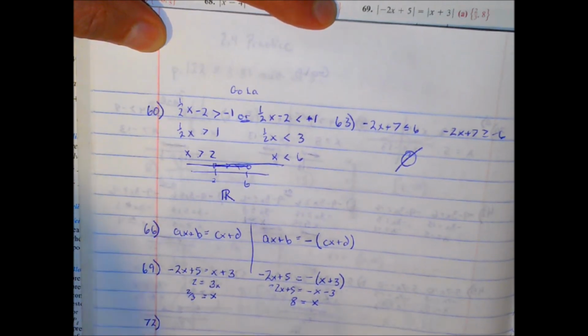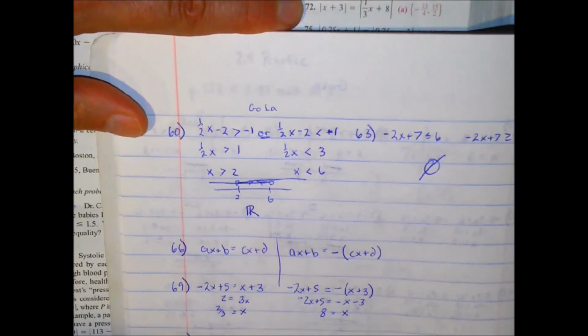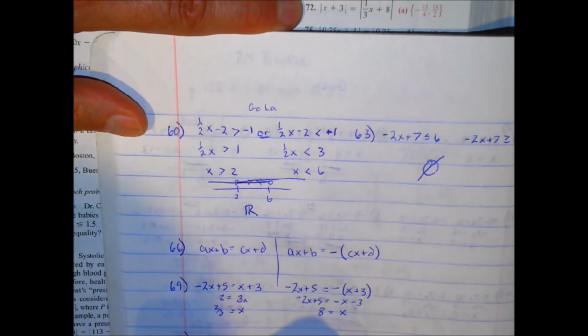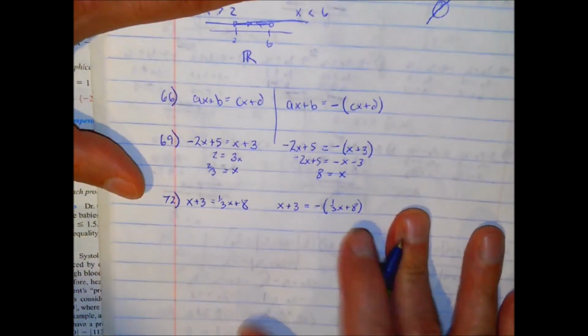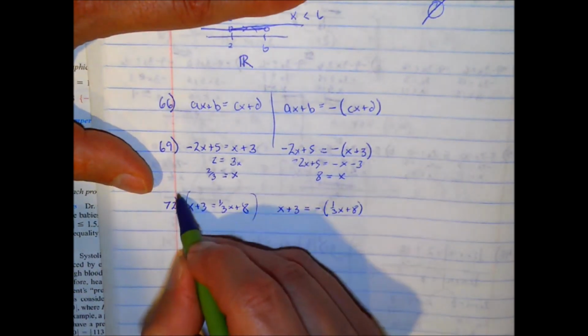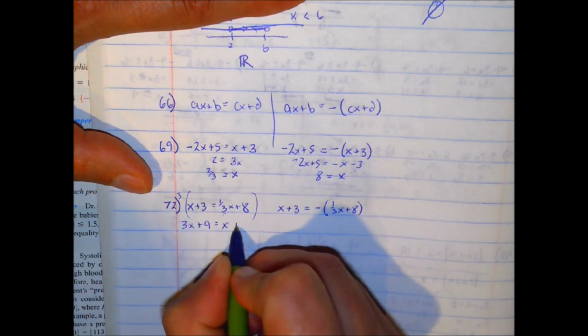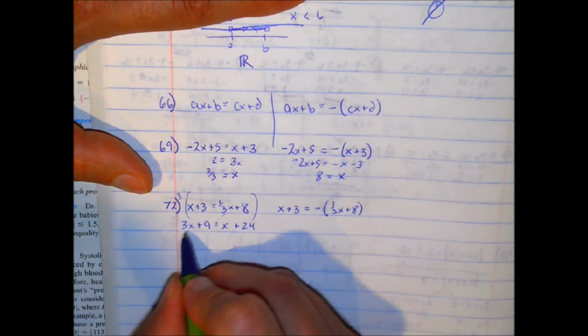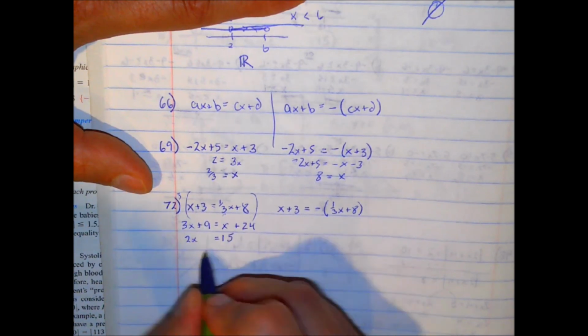72. Okay, I'll just write it down here and then show you my work. So one of them is equal to the original, and the other one is equal to the opposite of 1/3 x plus 8. Let's multiply it all by 3, just to get rid of all the 1/3. So 3x plus 9 is equal to x plus 24. Subtract that x over, subtract that 9 over, and I get 7.5 or 15/2.